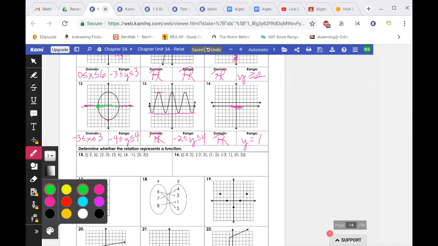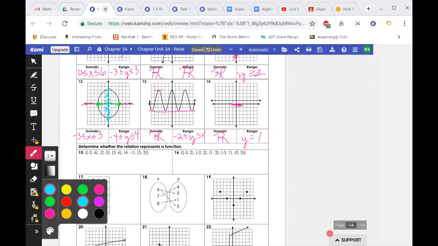And the biggest that it's going to go is +3 on the other side. So from -3 to 3. And then the range is what's going on vertically. And the least that it's going to be is -4, and the biggest that it's going to be is +4, and it's all the numbers in between. Okay, that makes sense now.